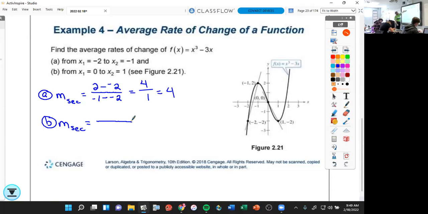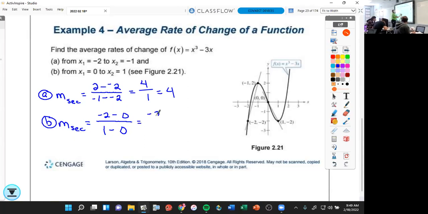So the bottom is x of 2 minus x of 1. That gives me 1 minus 0. On the top, what is the y value that goes with an x value of 1? Okay. 1, negative 2. Minus, what is the y value that goes with the 0? 0. Gives me a negative 2 over 1, which is negative 2.